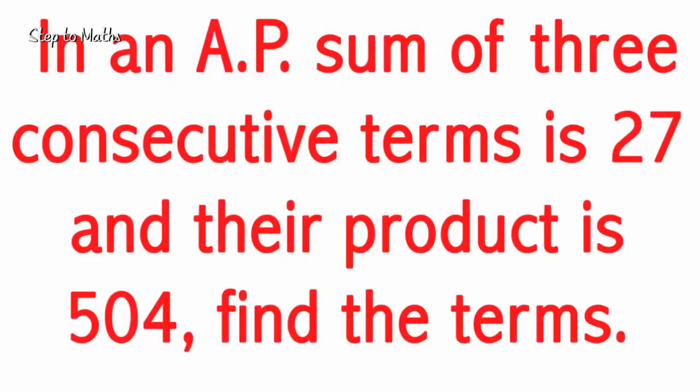The next question. In an arithmetic progression, sum of 3 consecutive term is 27 and their product is 504. Find the terms. In an AP, sum of 3 consecutive term is 27.